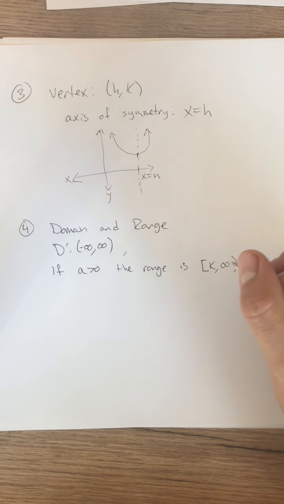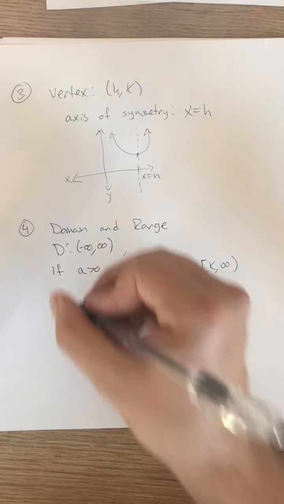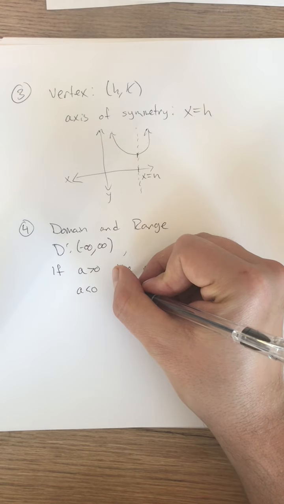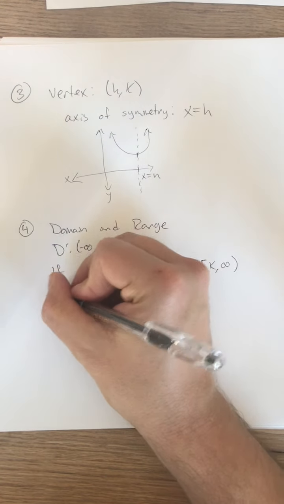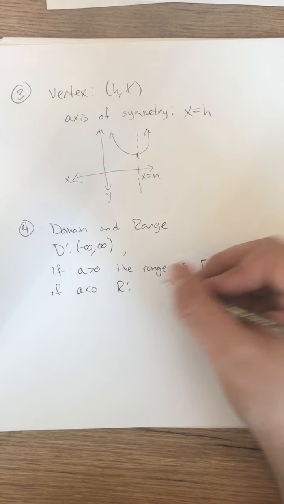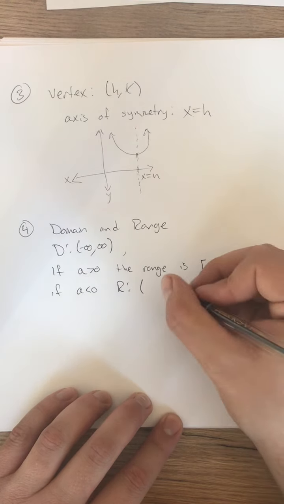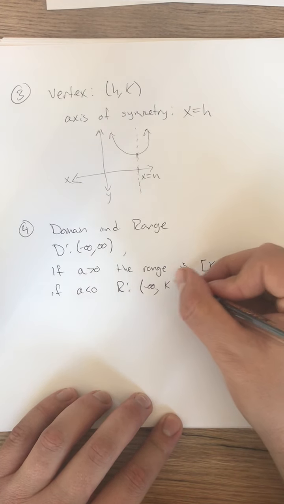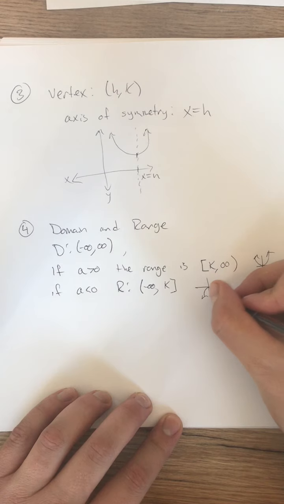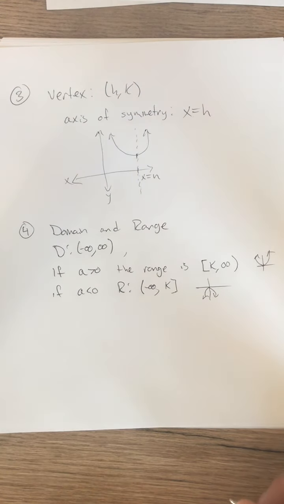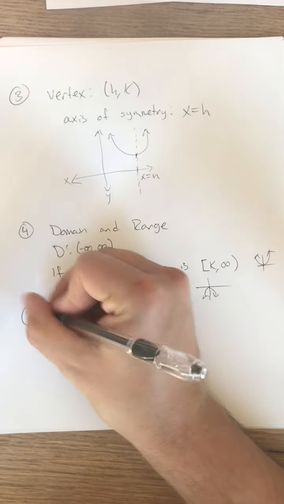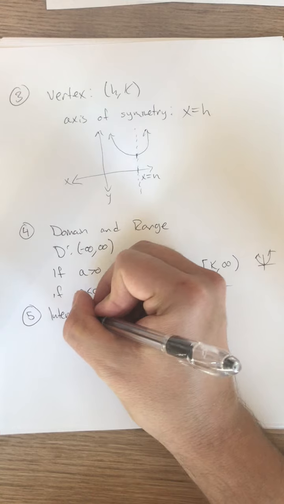For the vertex still being at h comma k, we're using that placeholder h comma k. K is the y-coordinate of the vertex. Now if a is less than 0, then this parabola would face down, so if we made a note that this faces up, the range would be from negative infinity to k with a bracket, which includes k.